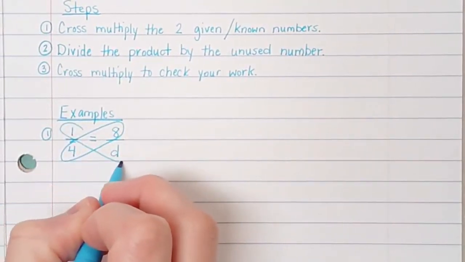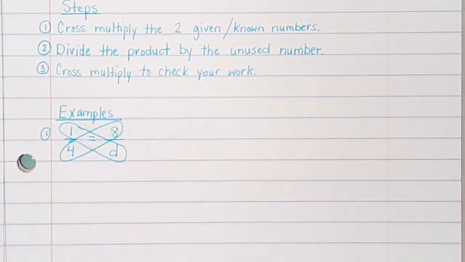Okay? Well, if you look at the ones that I've circled, step number 1 says cross multiply the two given or known numbers. Well, when I circled this, 1 and D, one of those numbers is not given. One of them is not known. So I can't possibly multiply those, okay? So when I say multiply the two given ones, I want you to multiply the ones that have actually been written down, the ones that have actually been given to you, okay? So that will be 4 and 8, okay?